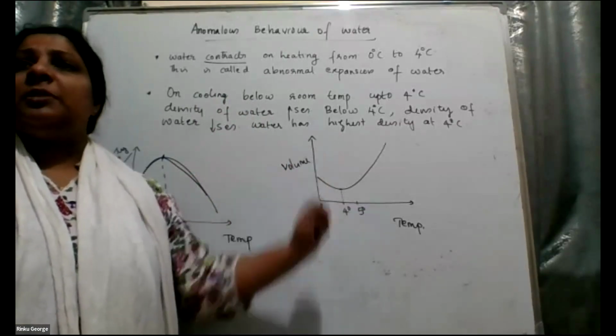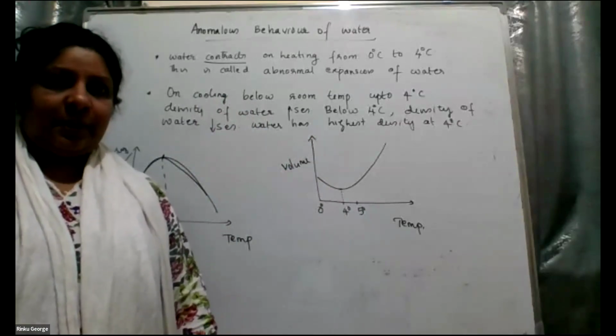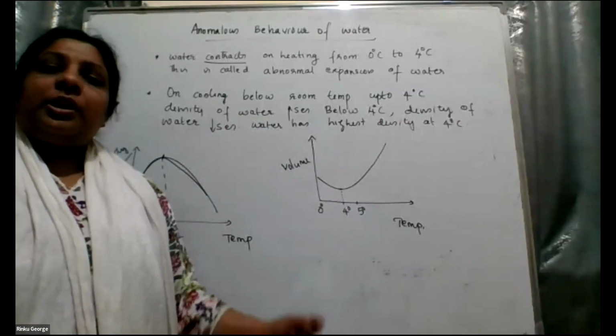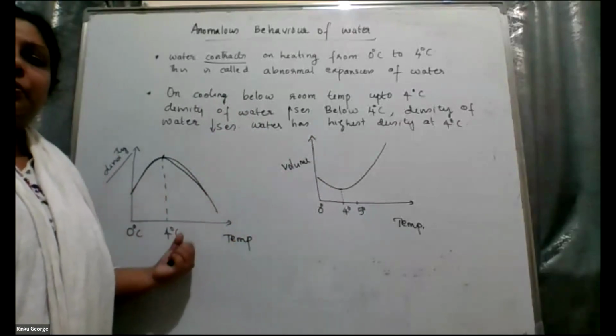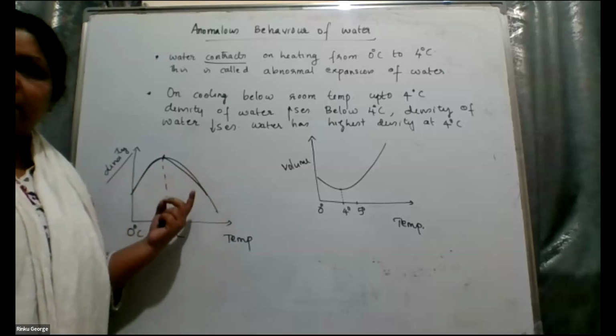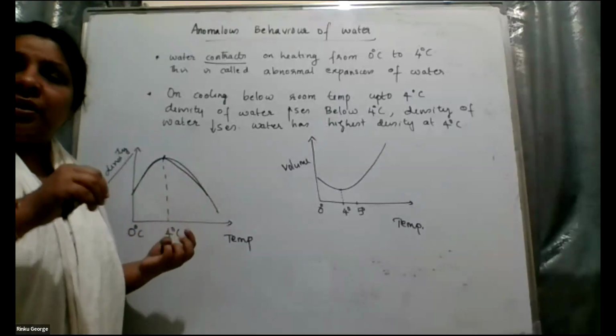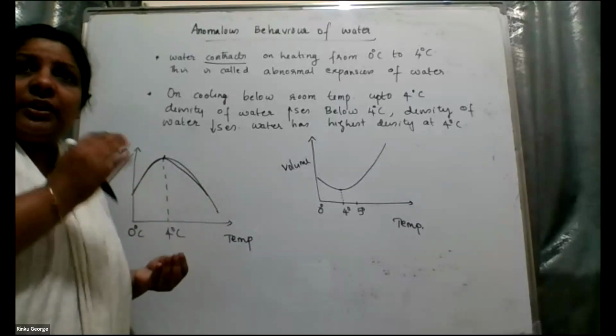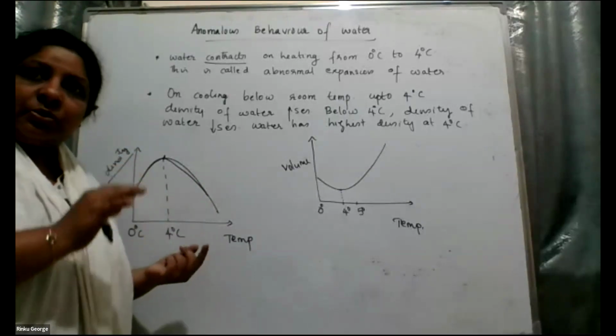And after 4 degrees, volume increases. That is anomalous expansion. Now, on decreasing the temperature from room temperature to 4 degrees, density increases. Density is supposed to increase only. When you cool, it solidifies. Solid has higher density. So it is supposed to increase.